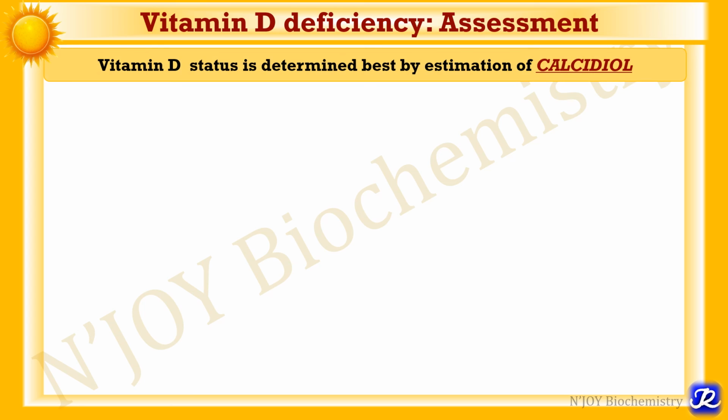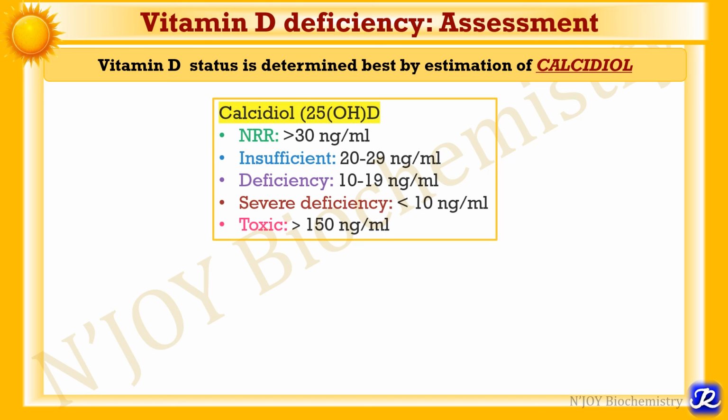Vitamin D deficiency assessment, and the status is determined based on estimation of calcidiol. This calcidiol is the principal circulating reservoir of vitamin D in plasma and is generally the best indicator of overall vitamin D status. Calcidiol is the major circulating form of vitamin D and it has a half-life of 2 to 3 weeks, and it is the summation of both vitamin D intake and vitamin D that is produced from sun exposure. The calcidiol level, the normal reference range is more than 30 nanogram per ml.